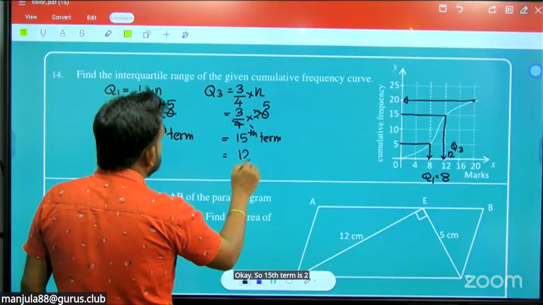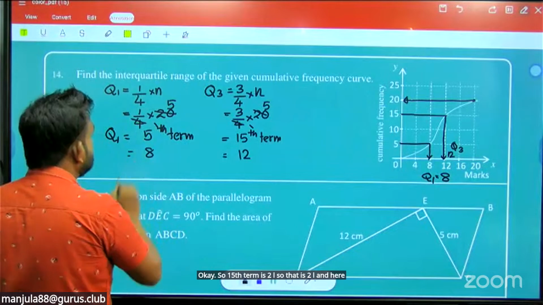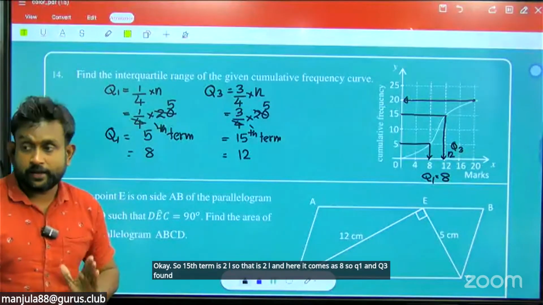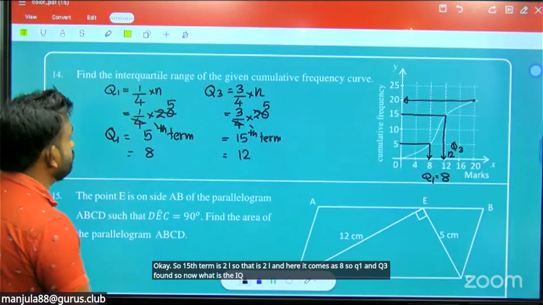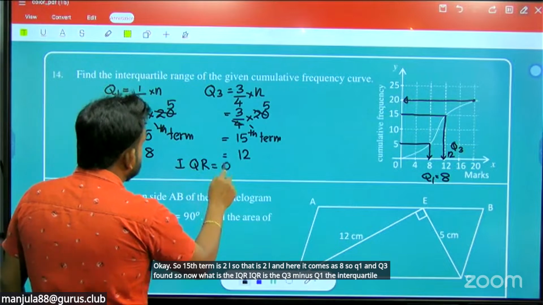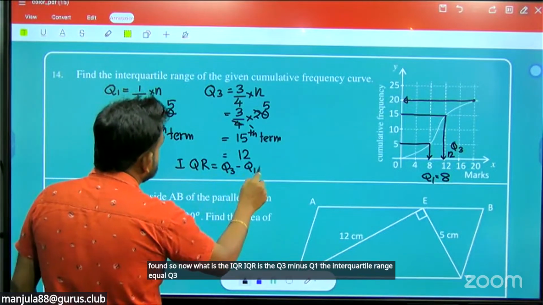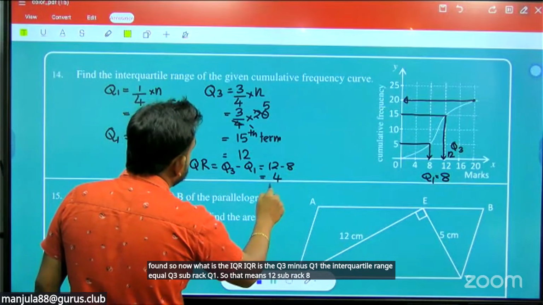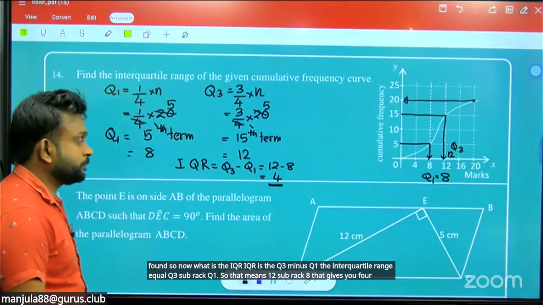That is 12, and here it comes as 8. So Q1 and Q3 are found. Now what is the IQR? IQR is Q3 minus Q1. The interquartile range equals Q3 subtract Q1. So that means 12 subtract 8, that gives you 4.